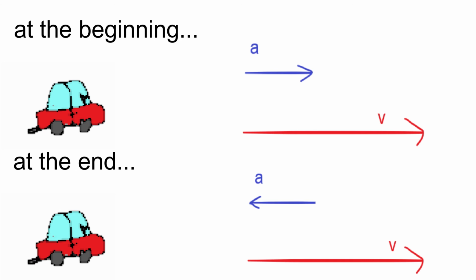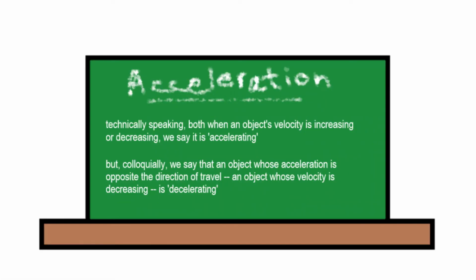Therefore, in the beginning, the direction of the acceleration was the same as the velocity, which is why you moved faster. And conversely, in the end, your acceleration was in the opposite direction of your velocity, which is why you moved slower and slower. When your velocity decreases, by the way, we often say that you are decelerating.